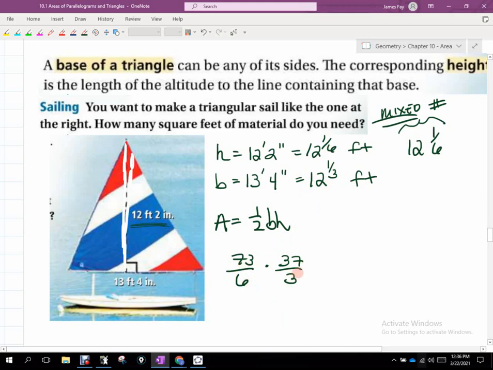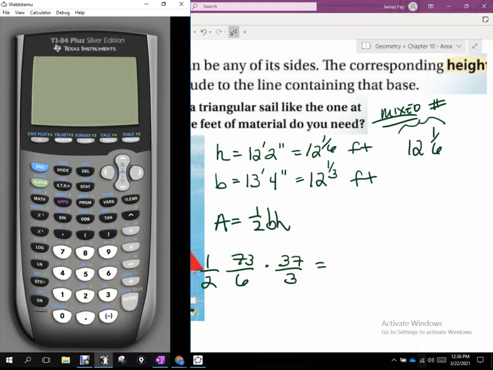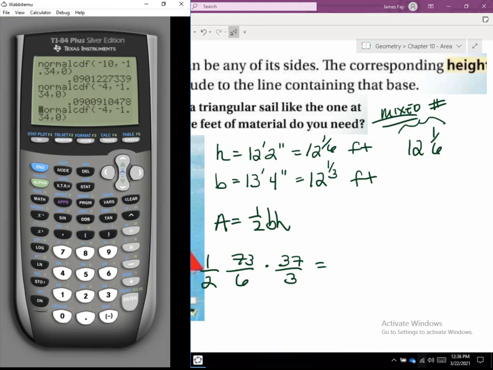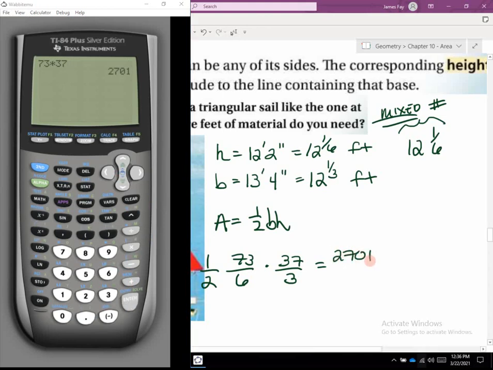Is that okay with everybody? And now this would be 1/2. So 1/2 times B times H. So now 73 times 37. Probably going to get a calculator for that, just to quicken things up here. 73 times 37. 2701. And across the bottom, that's going to give me, what, 36?